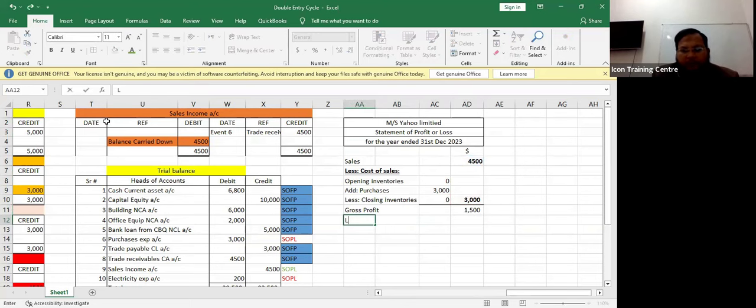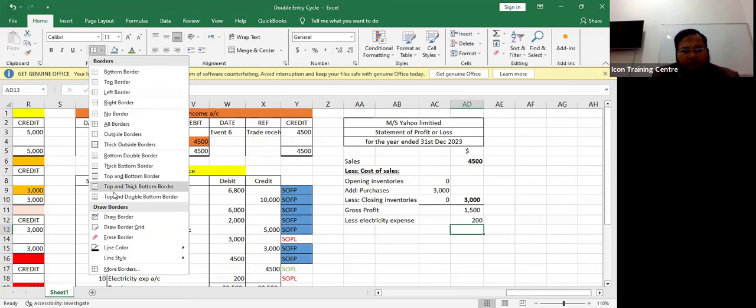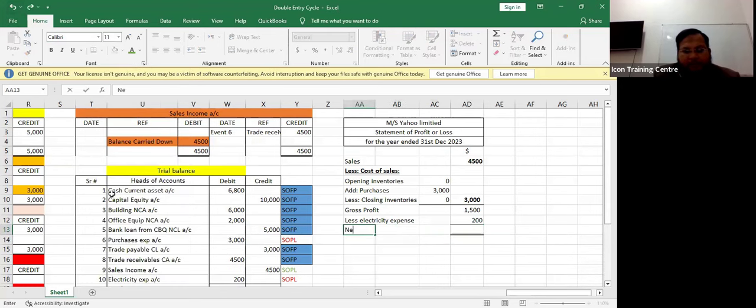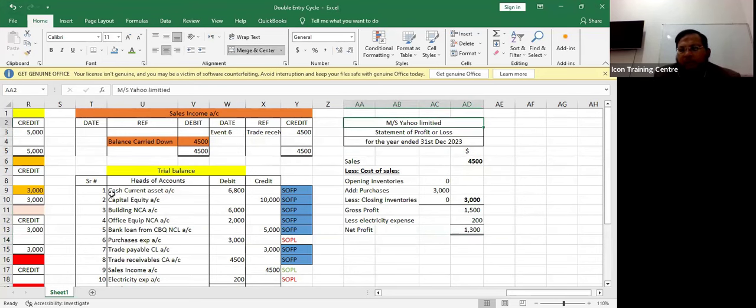Now we need to subtract the expense, and we have only one expense, which is electricity. Electricity expense. And you can see the amount of electricity expense, which is 200. So your net profit will be 1500 minus 200. So your net profit will be 1300. That is how we create a simple statement of profit or loss by considering our trial balance.